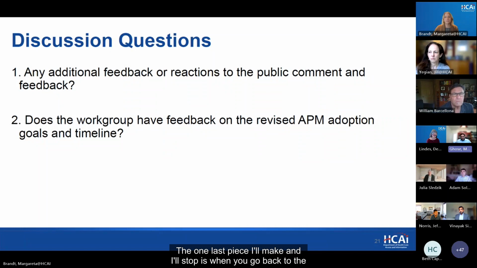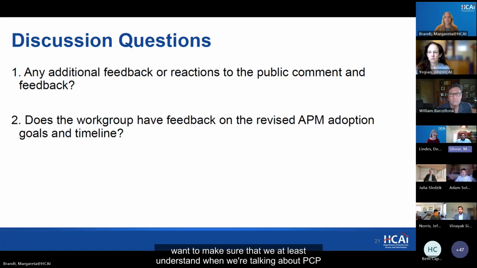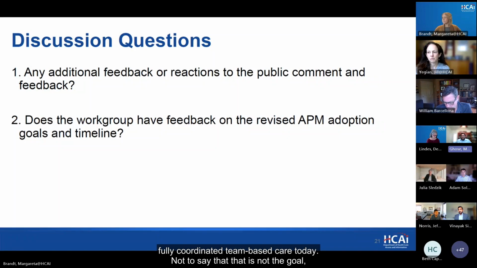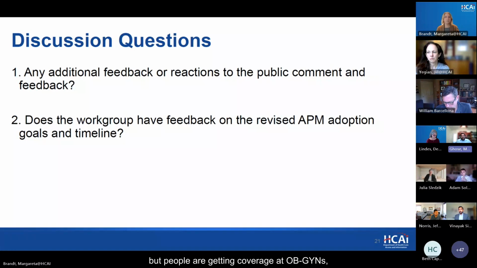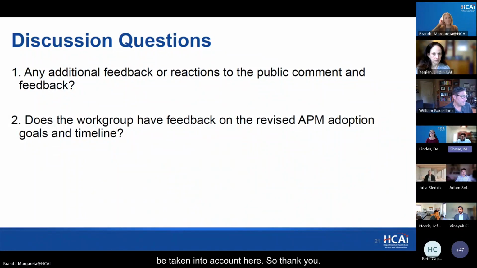The one last piece I'll make, and I'll stop, is when you go back to the principles area, I want to make sure that we at least understand, when we're talking about PCP coverage, et cetera, that there's some recognition that people get PCP coverage not solely in a medical home, fully coordinated team-based care today. Not to say that that is not the goal, but people are getting coverage at OBGYNs. People are getting coverage at retail clinics. Those areas are billing PCP coverage codes. So again, as we look at the principles and we're trying to capture PCP, APM, and team-based care, we need to also understand that there's a gradation across both products and across providers that needs to be taken into account here. So thank you.